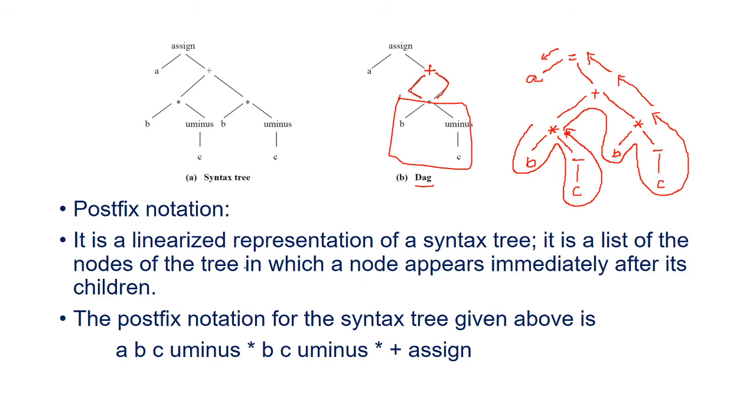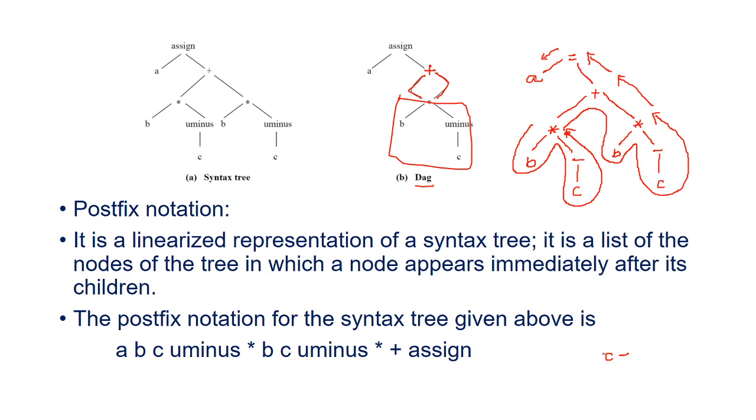So here, nodes of the tree in which a node appears immediately after its children. So when we have B into minus C, this star will appear only after the children B and minus C. And for C, minus is the parent. So minus will appear only after C. In that case, C and then minus.